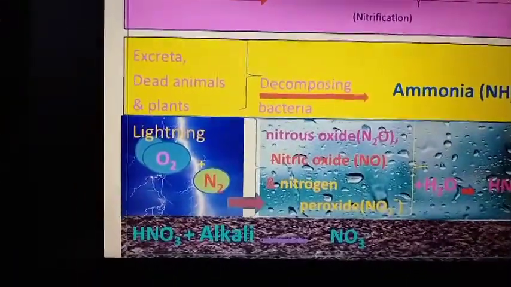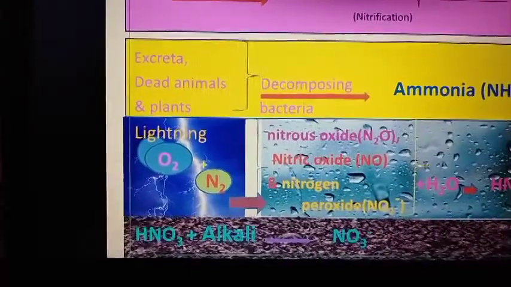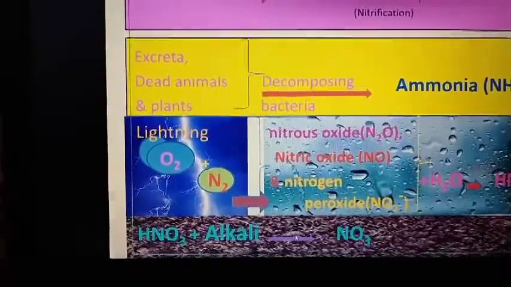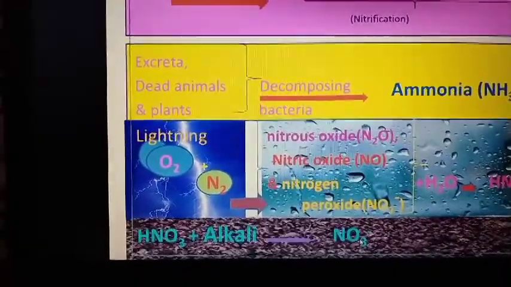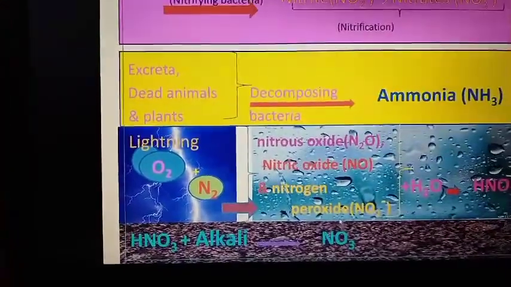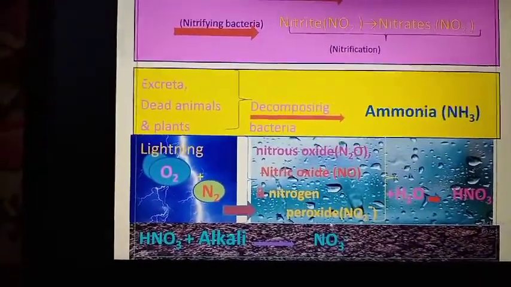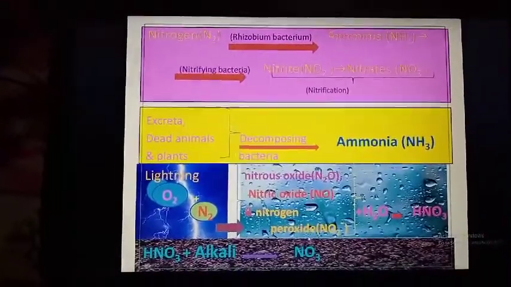Thus, the nitric acid reaches the soil and reacts with the alkali in the soil and forms nitrates. And these nitrates can be directly absorbed by the plants. This is nitrogen fixing.